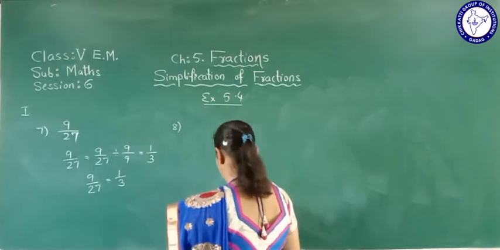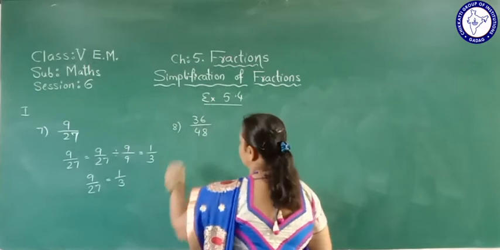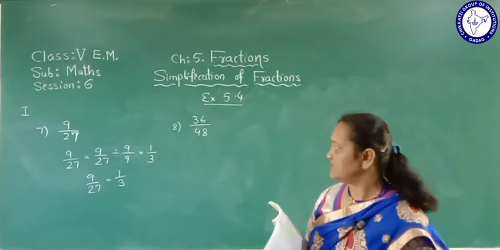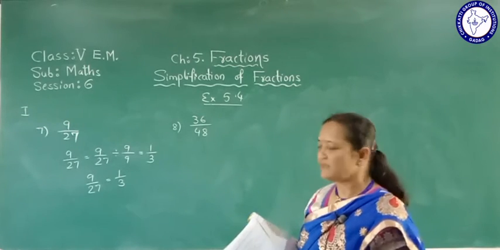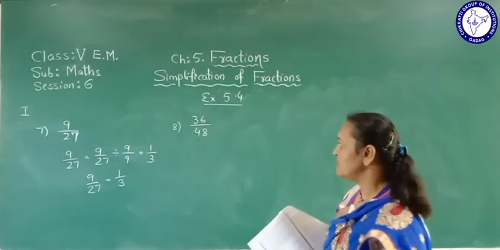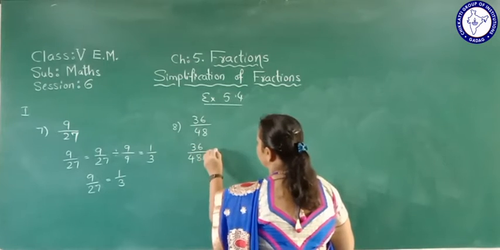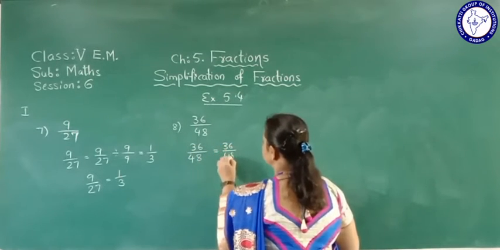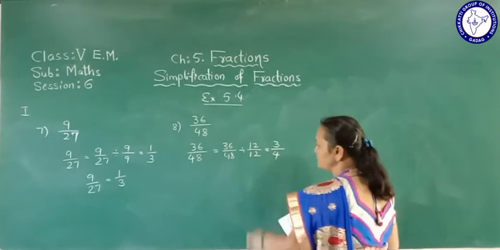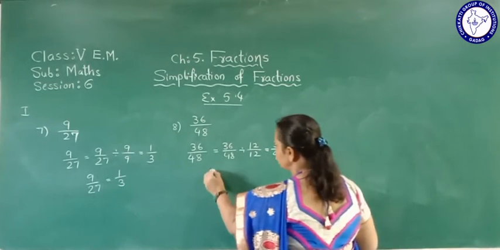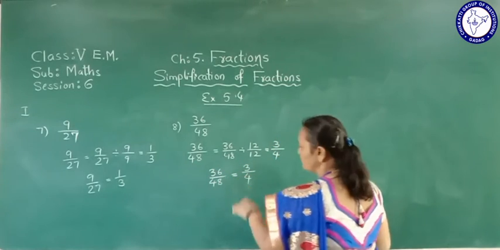Then eighth question, 36 and 48. So 36 and 48, in which table we find? 12s are? Yes, 12 3s are 36 and 12 4s are 48. So 36 by 48, divide both numbers by 12. So 12 3s are 36 and 12 4s are 48. So 36 by 48 is equal to 3 by 4.